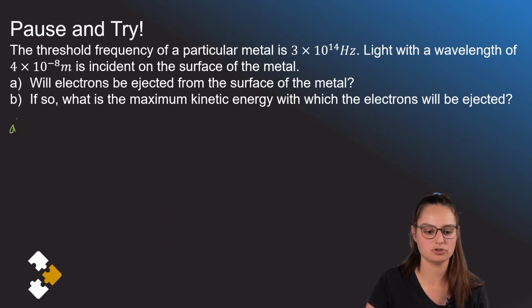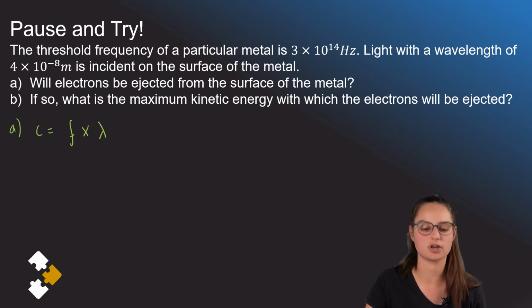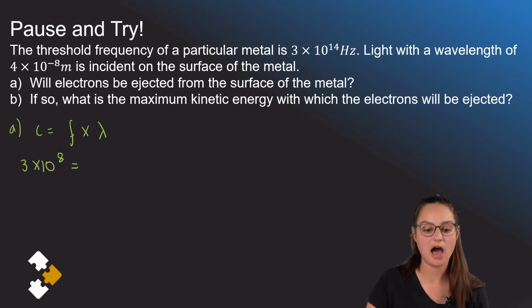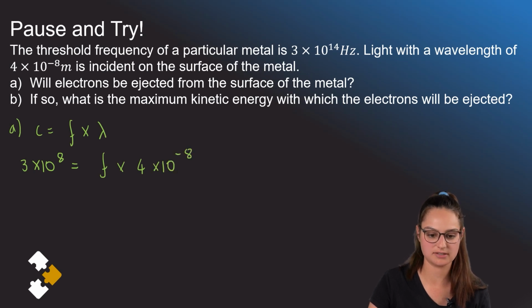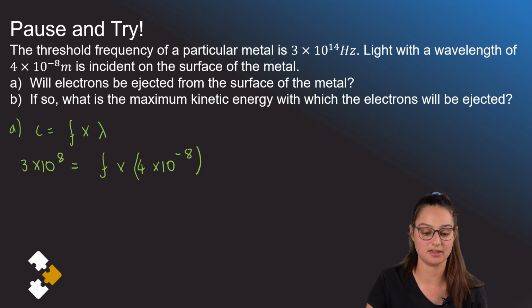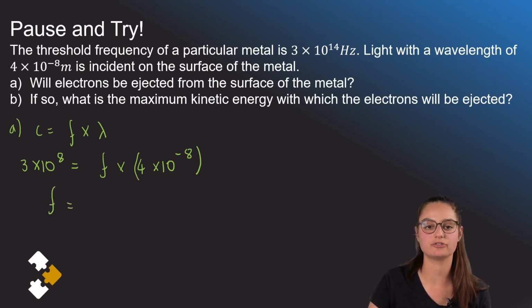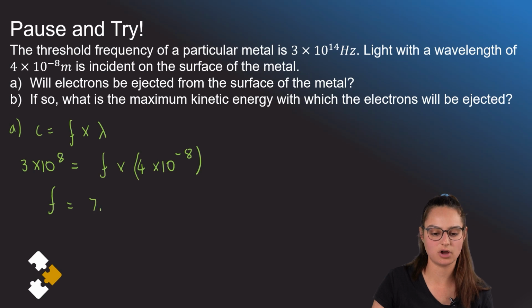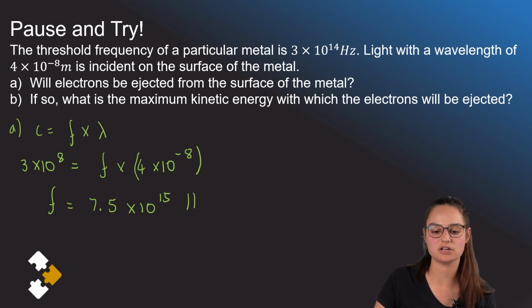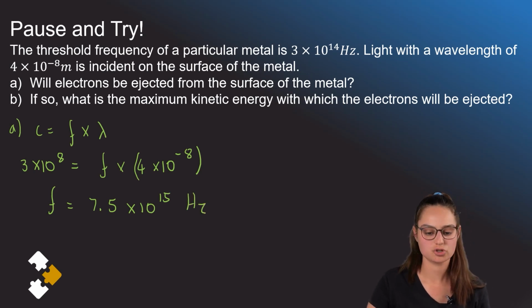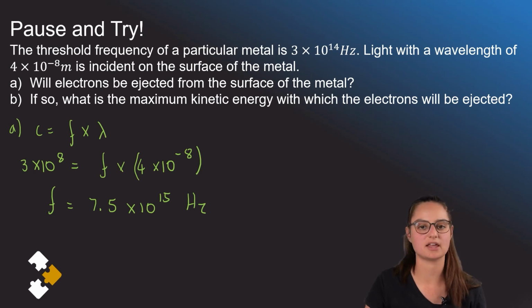Again, for A, we can use our equation: c is equal to the frequency times the wavelength, because we know what c is. c is just 3 times 10 to the power of 8. Our frequency is what we're looking for, and they've given us our wavelength, which is 4 times 10 to the negative 8 meters. Always use your wavelength in meters. So then if we calculate our frequency, we will get 7.5 times 10 to the 15, and remember frequency is always measured in hertz. So now we look, is our frequency greater than our threshold frequency?